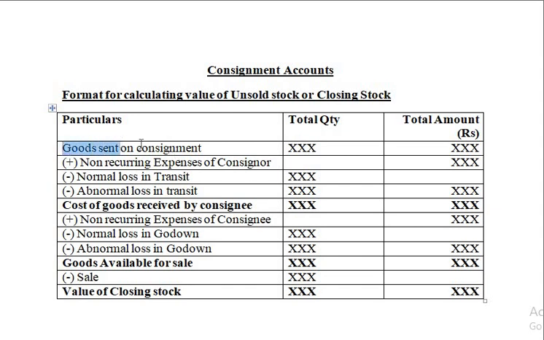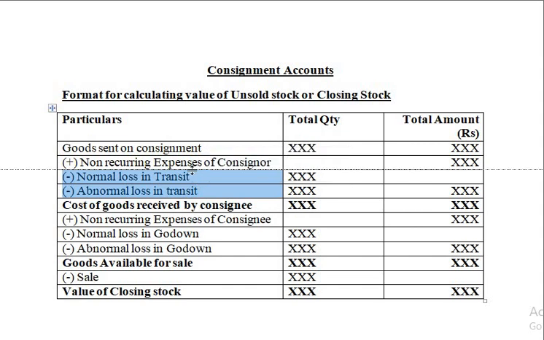The first one, goods sent on consignment, and add non-recurring expenses of consignor. Consignor means the person who sends the goods to the agent. Non-recurring expenses are the expenses incurred during the transit of goods, for example, carriage, loading and unloading charges, cartage, etc. These are the expenses incurred to bring the goods from the place of consignor to the place of consignee.